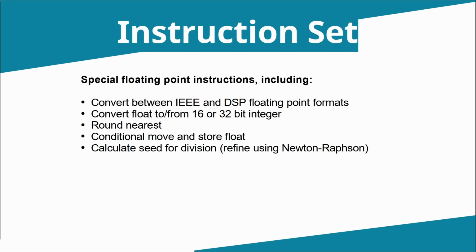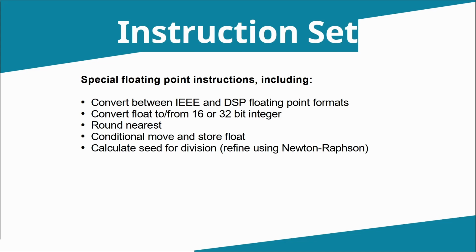Additionally, there are a number of so-called special floating point instructions of various different types. So you could convert between the more regular, and certainly standard on the 68000 series CPU, IEEE floating point format into the internal DSP floating point format. So that's an essential step when you are taking floating point values between the CPU and the DSP.